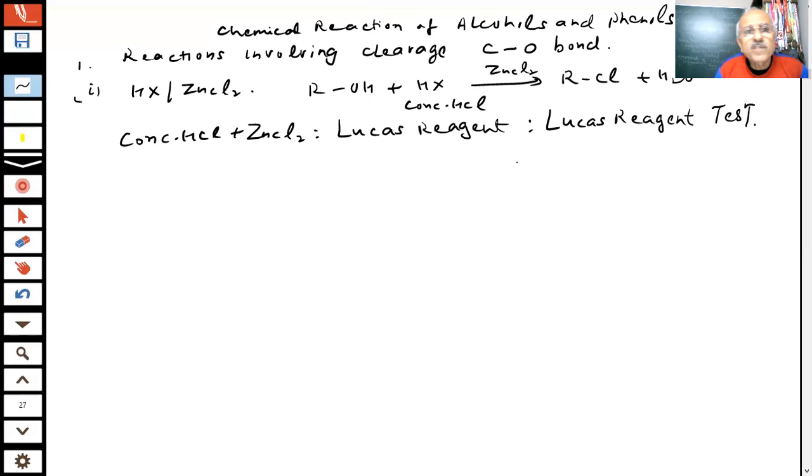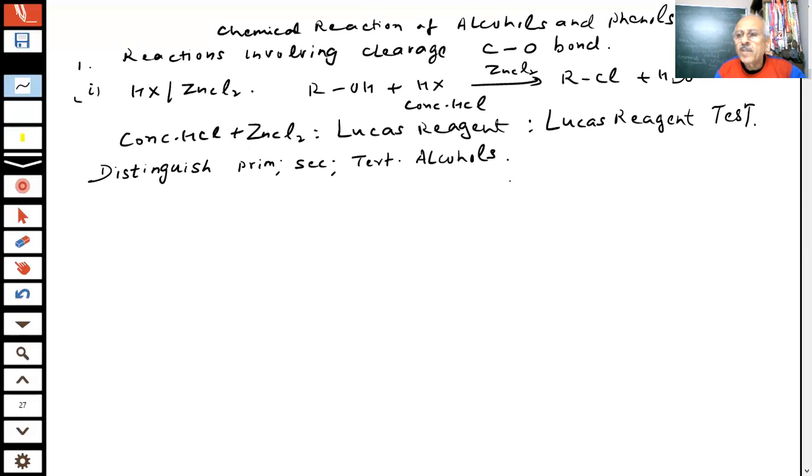What is it used for, students? This test is used to distinguish primary, secondary, and tertiary alcohols. This is important. If you are given three alcohols, one primary, one secondary, and one tertiary, they will ask you to distinguish them. How will you distinguish? We can use the Lucas reagent test.